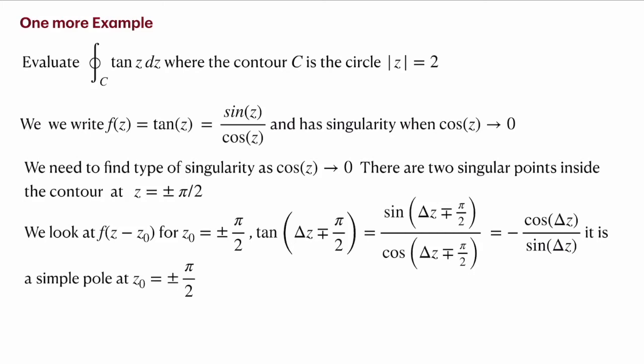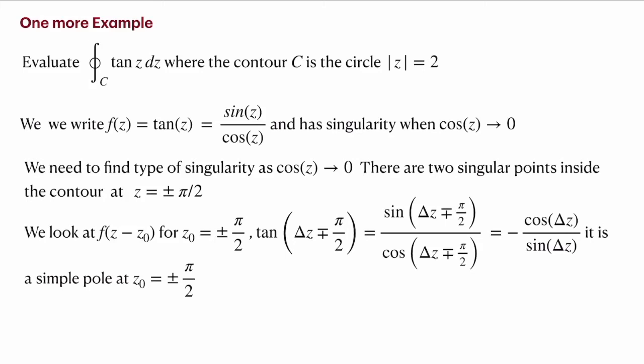As delta z goes to 0, we see that this has a simple pole at z equal to plus or minus pi by 2. You see that the cos tends to value 1 and the sine function has the simple pole. We know that sine expansion starts with z minus z cube by 3 factorial and so on. So this simply indicates that the sine function has a simple pole at z equal to 0.